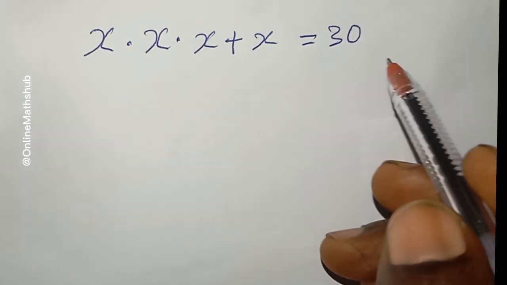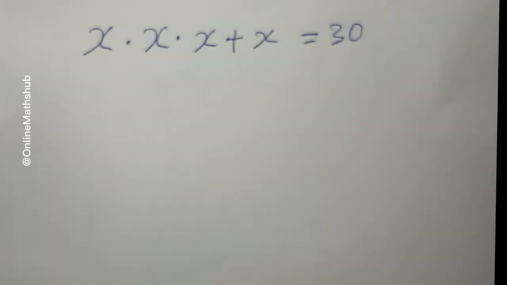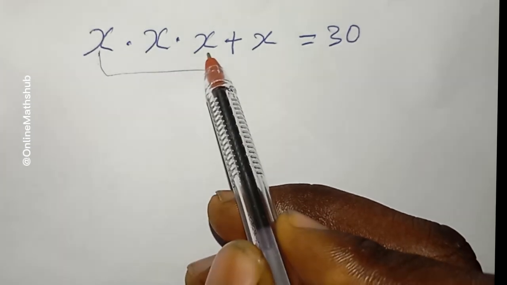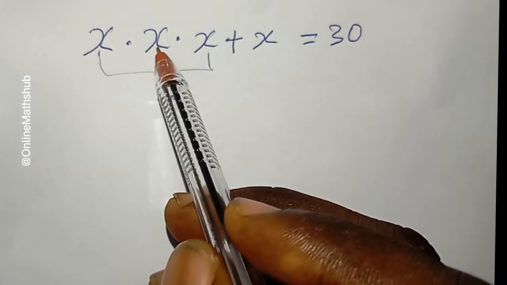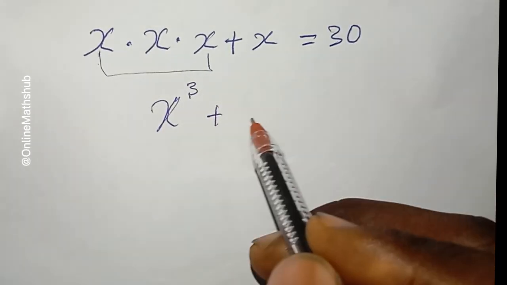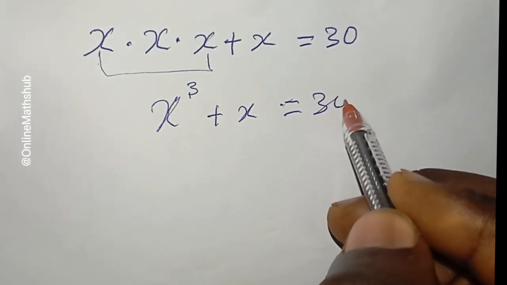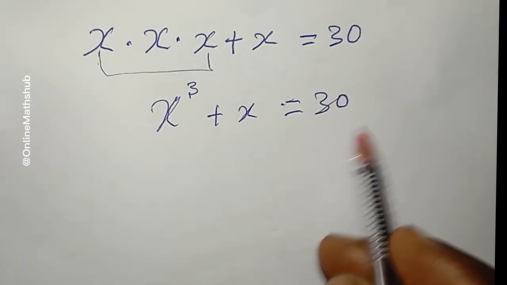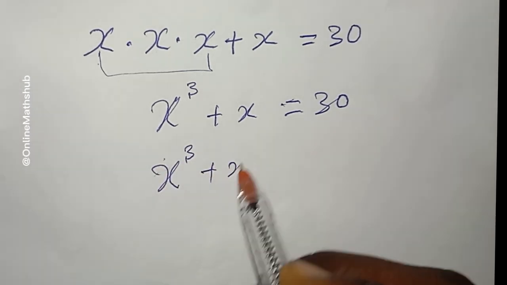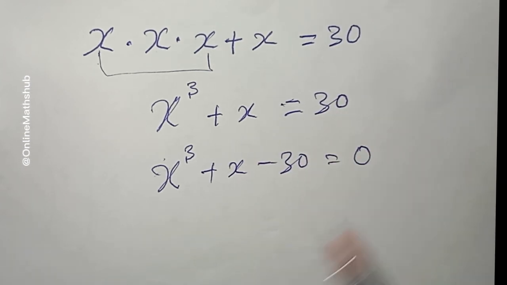Okay, so having said that, we're going to delve into this. The first thing I want to do is to apply the BODMAS rule, simplifying this multiplication right here. So x times x times x is actually going to give me x power 3, plus x is equal to 30. Okay, so I can subtract 30 from both sides, and if I do that, I'm going to have x power 3 plus x minus 30 is equal to 30 minus 30, which is 0.